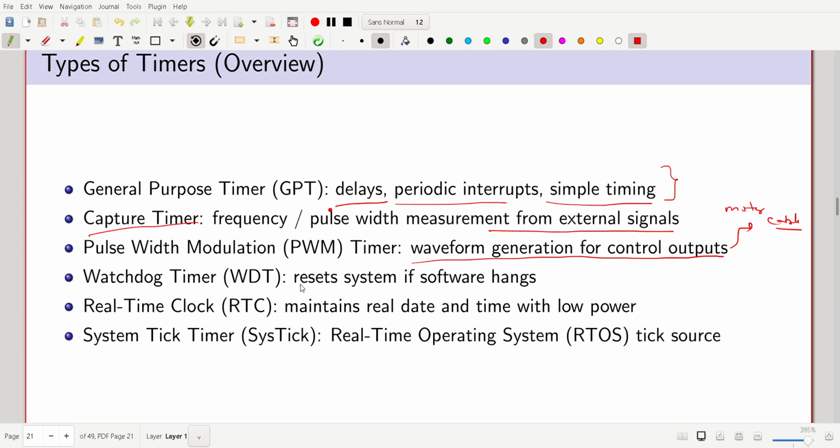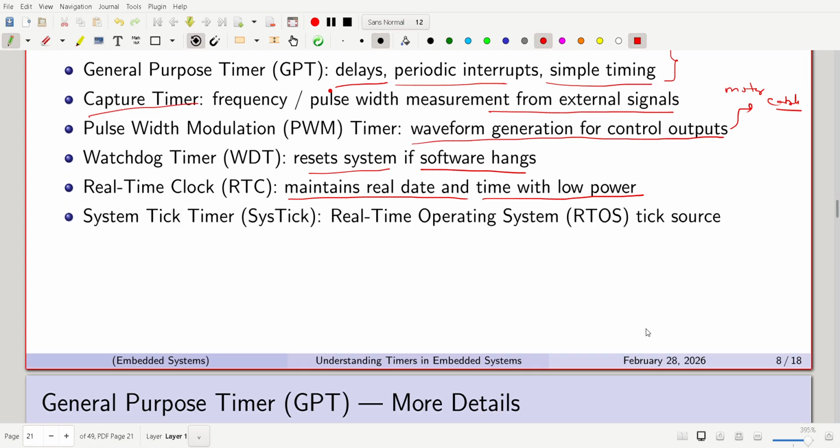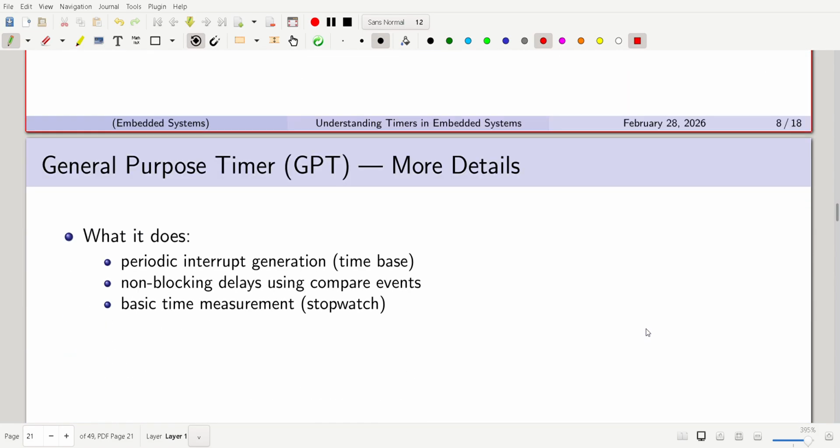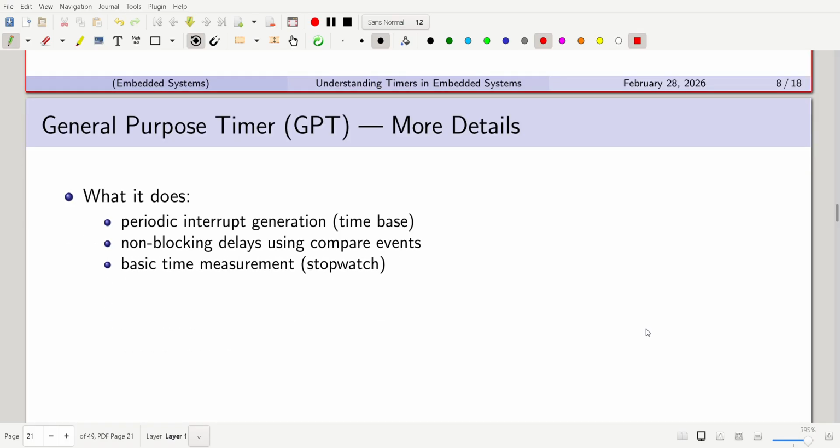Watchdog timer resets the system if software hangs. If there are some glitches in the software, then that timer will reset the system. And the real time clock maintains real date and time with low power. And the system tick timer is a tick source for a real time operating system. Okay, so let us illustrate the timers in detail.